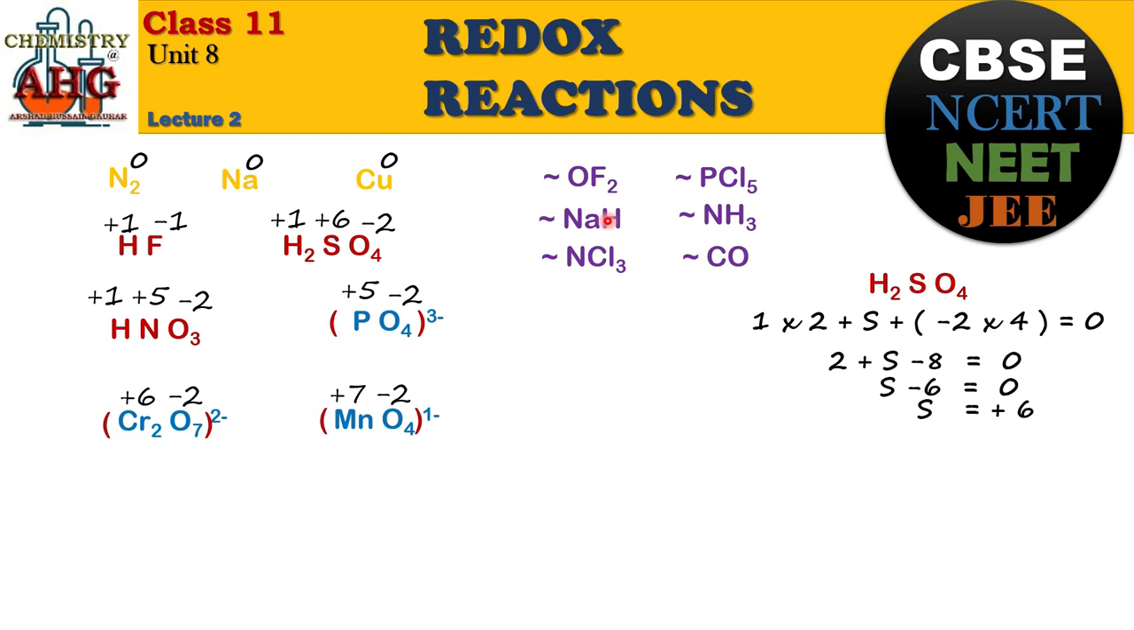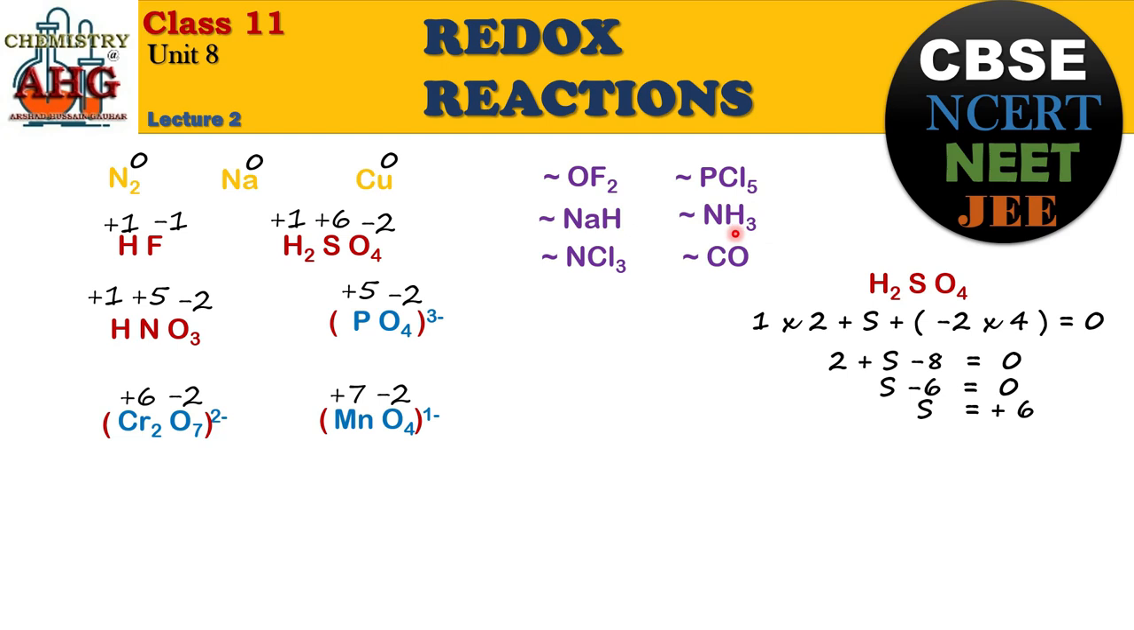Next, NaH, sodium and hydrogen. I told you, non-metals are more electronegative than metals. So no question, simply hydrogen would be negative because it is more electronegative. It is a non-metal. Sodium would be positive. Hydrogen would be negative 1, sodium positive 1. That's it.